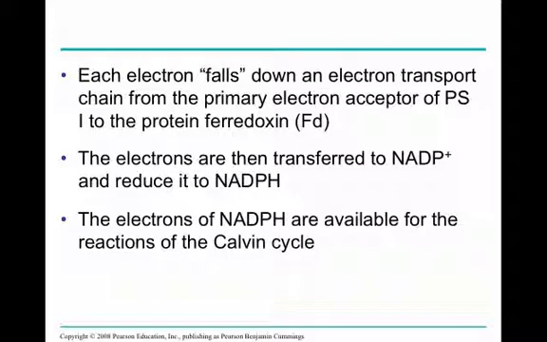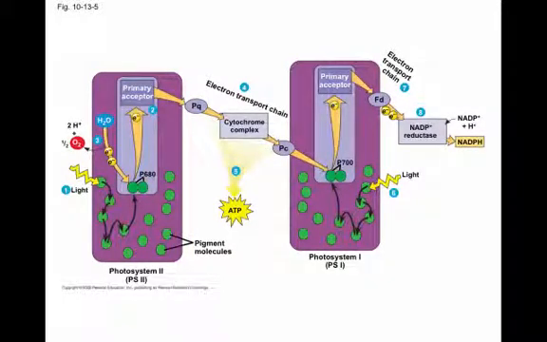And now NADPH is carrying the electrons and the hydrogen so that we can use them in the Calvin cycle. And so there we see our electrons in photosystem 1 that got energized, picked up by the primary acceptor, passed down that short electron transport chain, and passed off to NADP, forming NADPH.